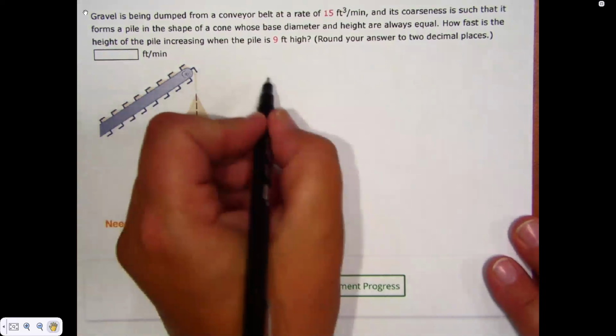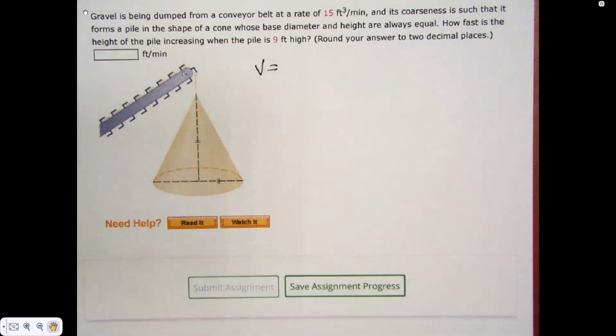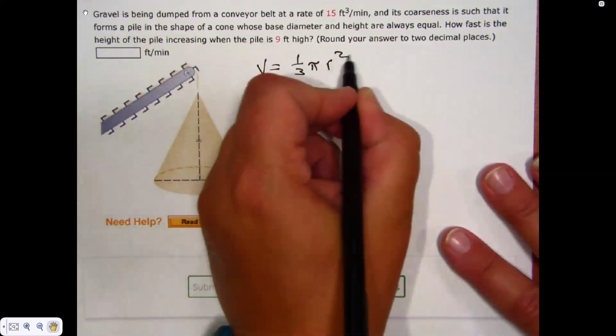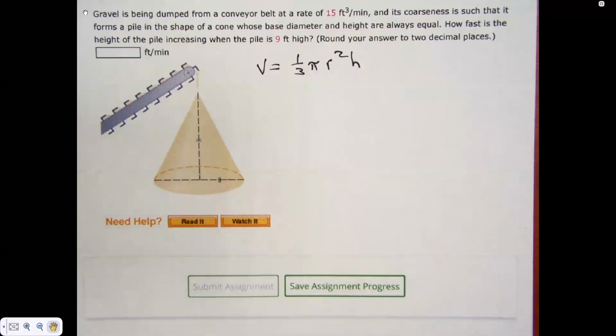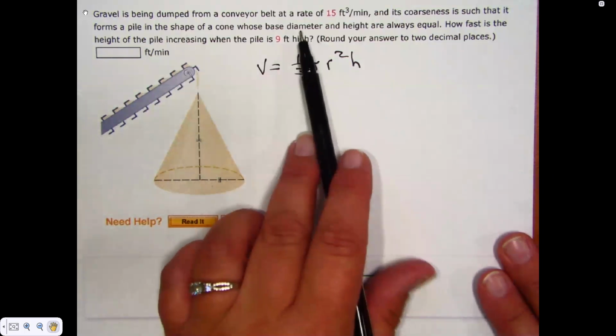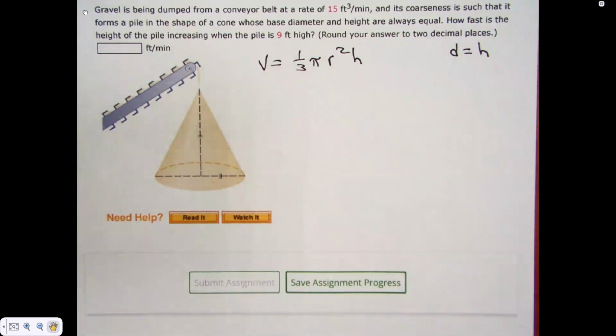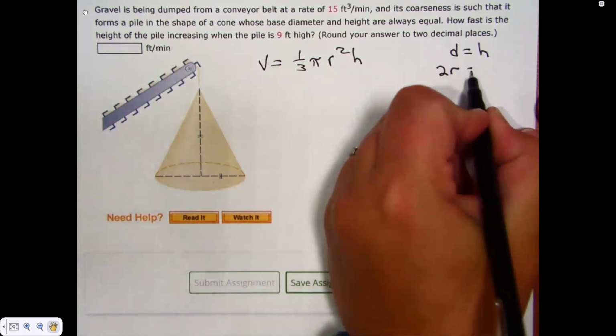Okay, so let's see. This is volume. What was it? One third pi r squared h. Okay, so that's the volume of a cone. Maybe he makes it easier to type. He typed that the diameter and the height are always equal. So that's easy enough, but we want the diameter in terms of the radius. So we're going to do 2r is equal to h.